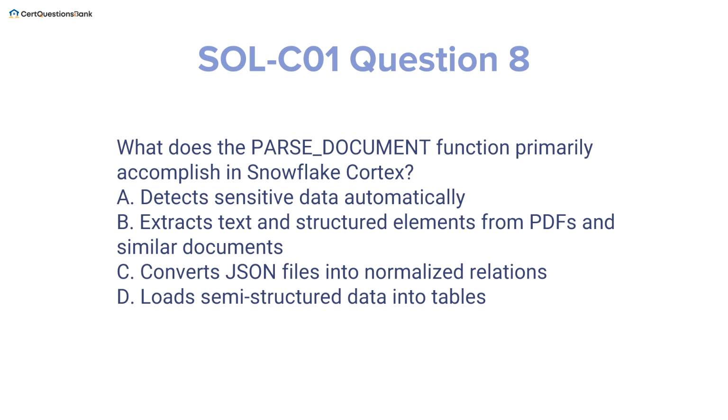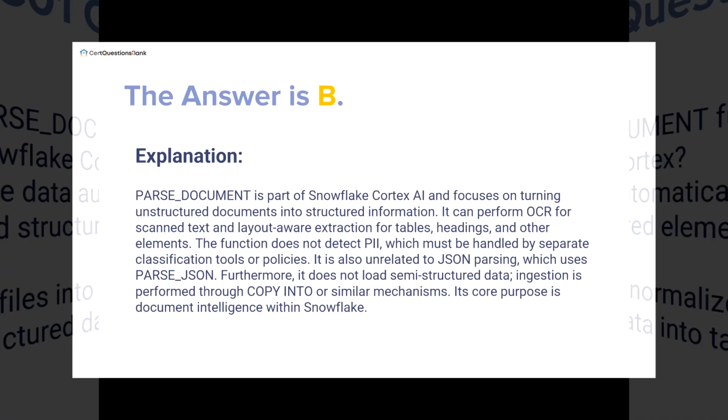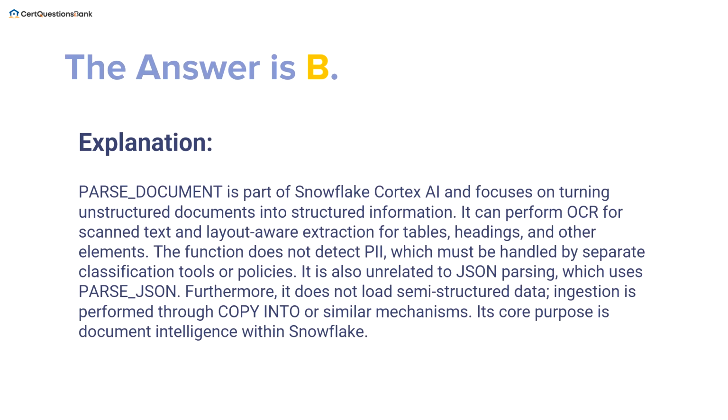What does the parse_document function primarily accomplish in Snowflake Cortex? A. Detects sensitive data automatically. B. Extracts text and structured elements from PDFs and similar documents. C. Converts JSON files into normalized relations. D. Loads semi-structured data into tables. The answer is B.